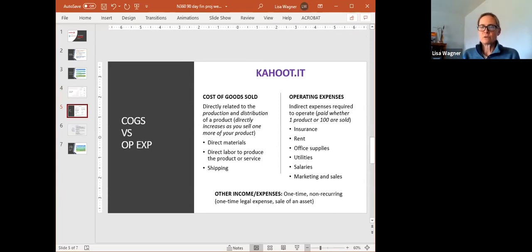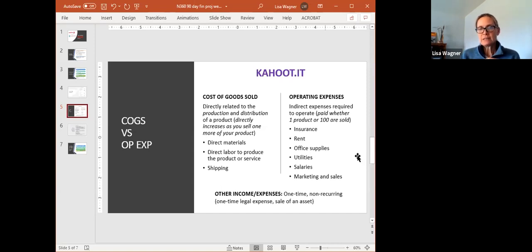So cost of goods sold are really any costs that are directly tied to the production or the distribution of your product, okay? So as you sell one more widget, one more t-shirt, or whatever it is that you're selling, one more meal if you're a caterer or a restaurant, what additional cost do you have to make that sale? That would be your direct materials, right? So if you're a restaurant, that's going to be your food cost. What did it cost you to buy that food? Or the direct labor to produce it.